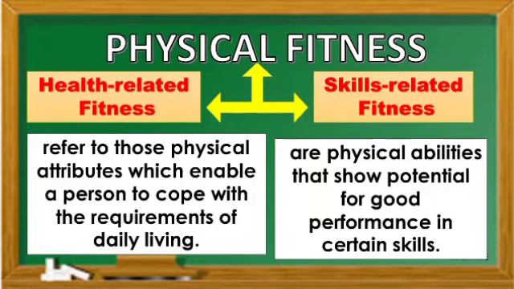Physical fitness has two categories: health-related fitness and skills-related fitness. The health-related fitness refers to those physical attributes which enable a person to cope with the requirements of daily living: cardiovascular endurance, muscular strength, flexibility and body mass index. While skills-related are physical abilities that show potential for good performance in certain skills like speed, agility, reaction time, balance and coordination.